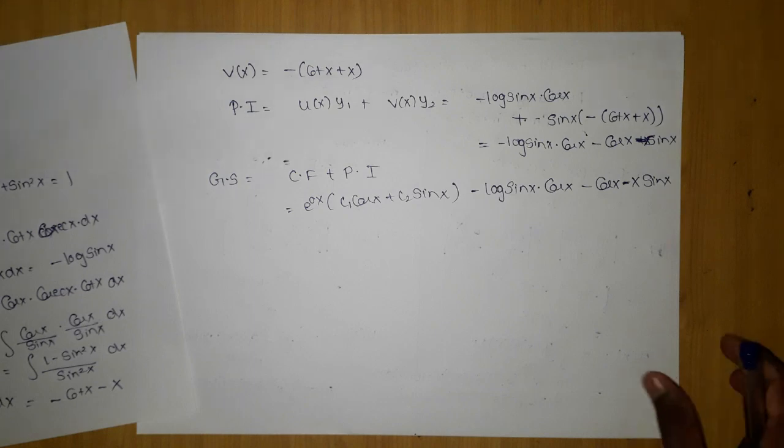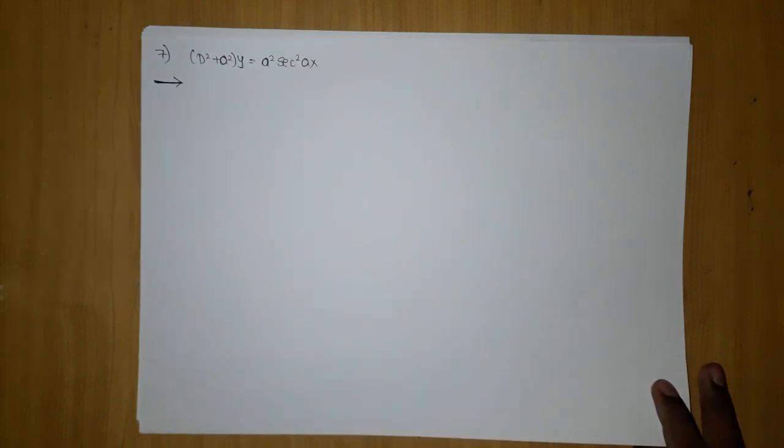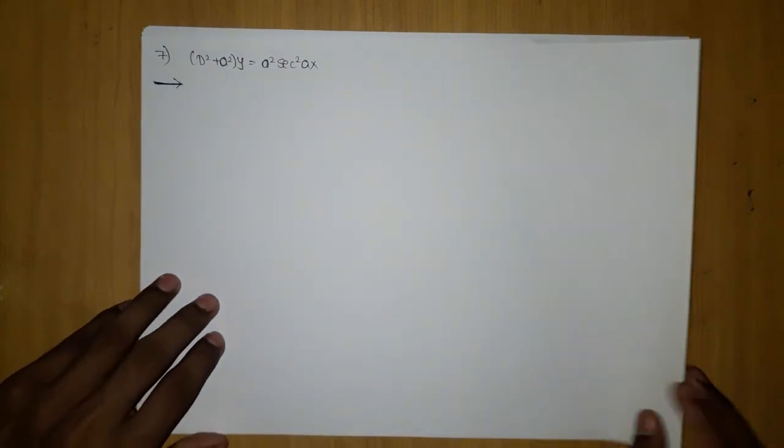So now let's move on to the next problem. Hope you have understood its solution properly. So the next problem which we are going to move on to is d square plus a square into y equal to a square sec square x.